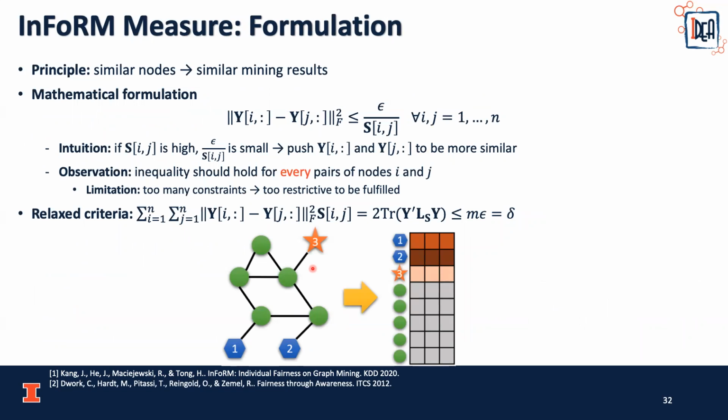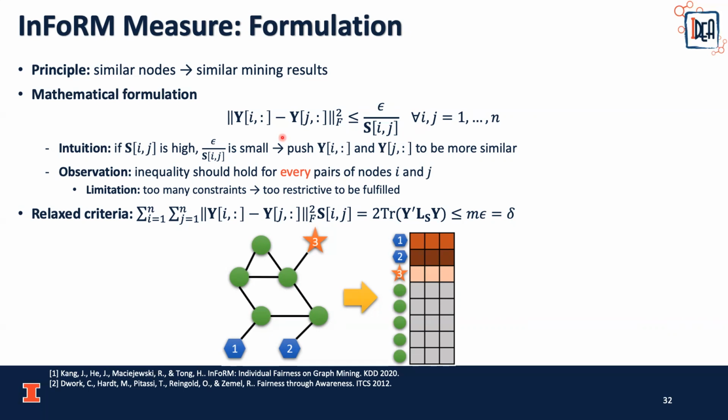To solve this problem, we follow a very general principle of individual fairness, such that similar nodes should receive similar outcomes. Mathematically, this principle can be translated into the inequality shown in the middle of this page. The intuition is that if the similarity between two nodes is very high, then we will have a very small upper bound on the right-hand side, which will in turn push the mining results of these two nodes to be similar with each other.